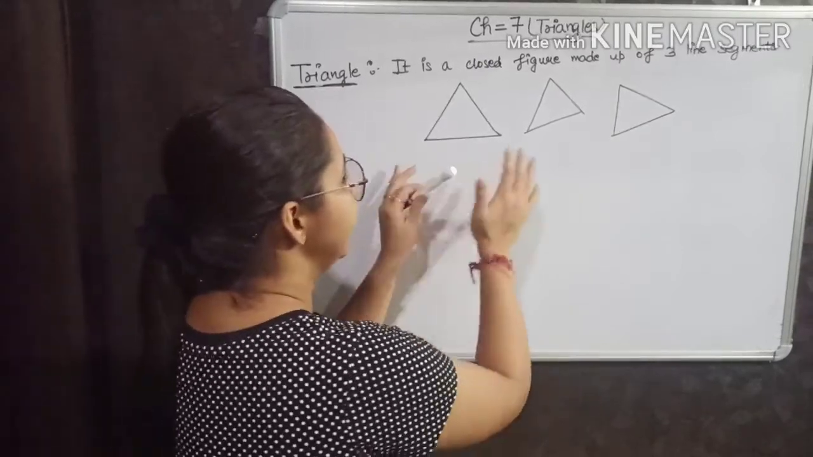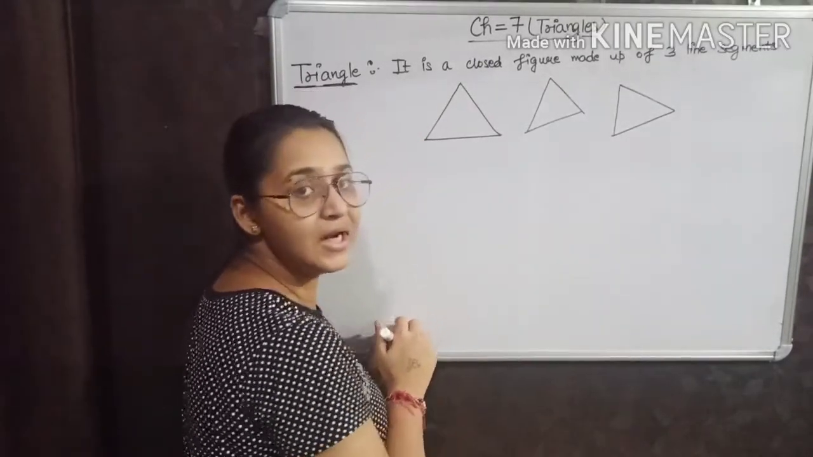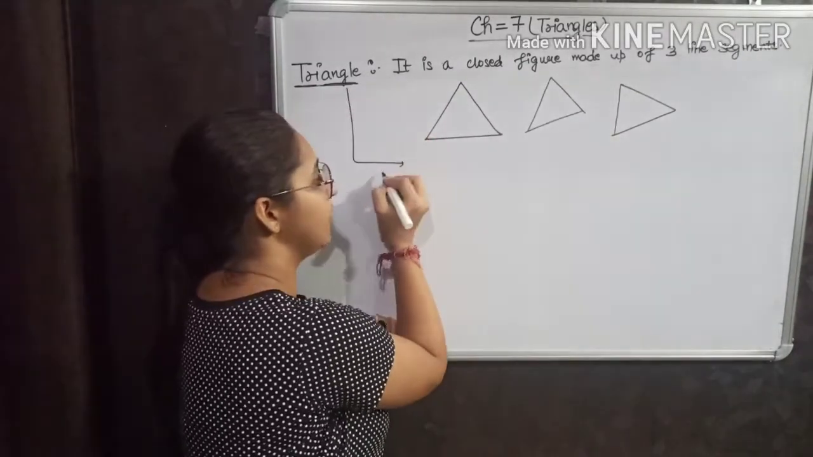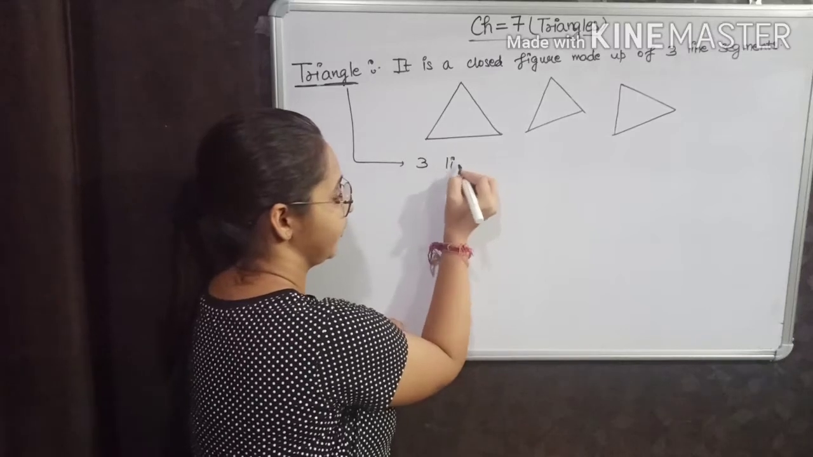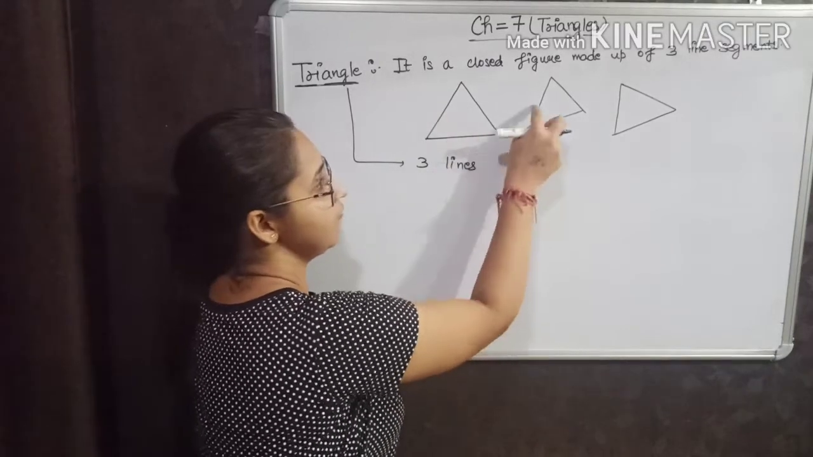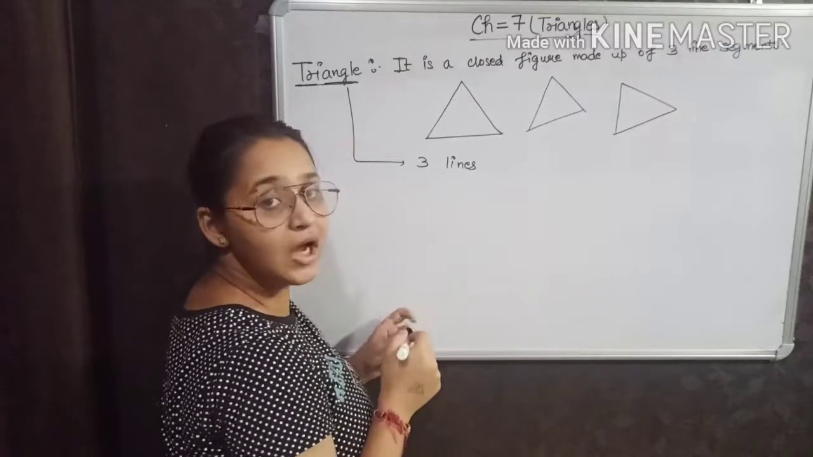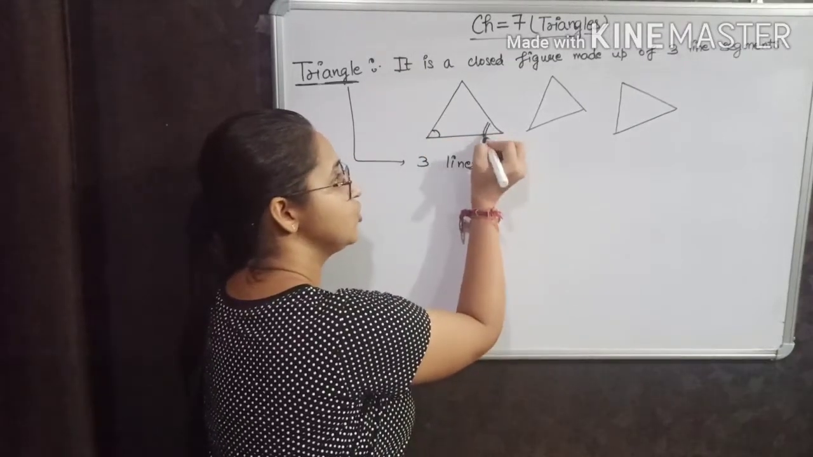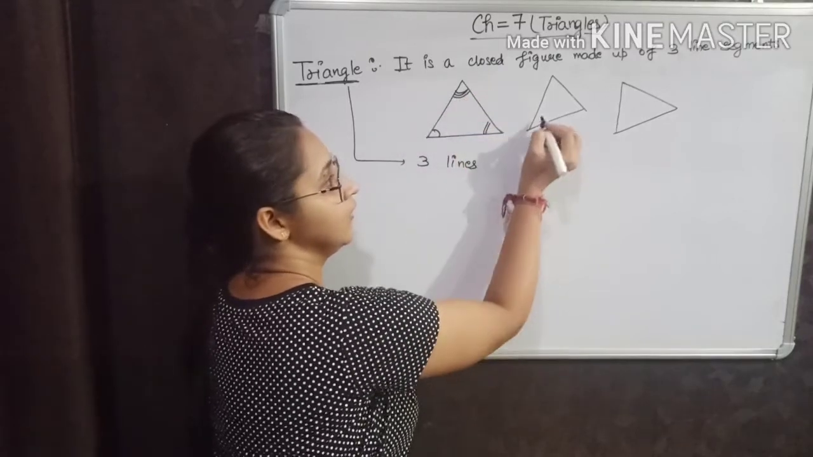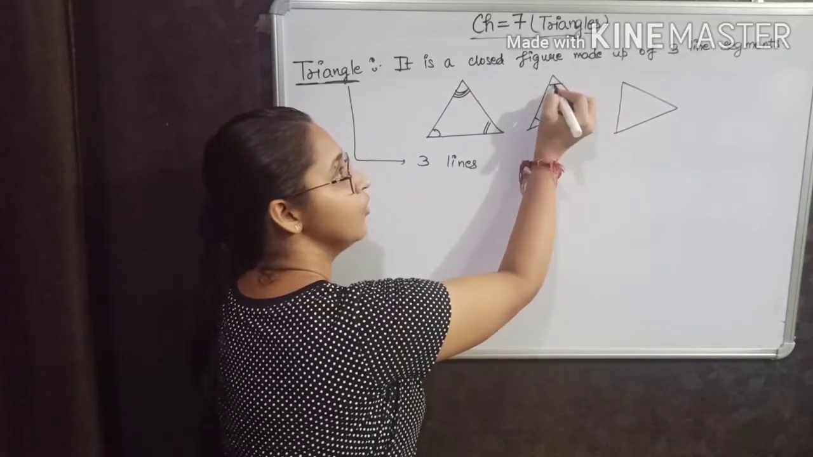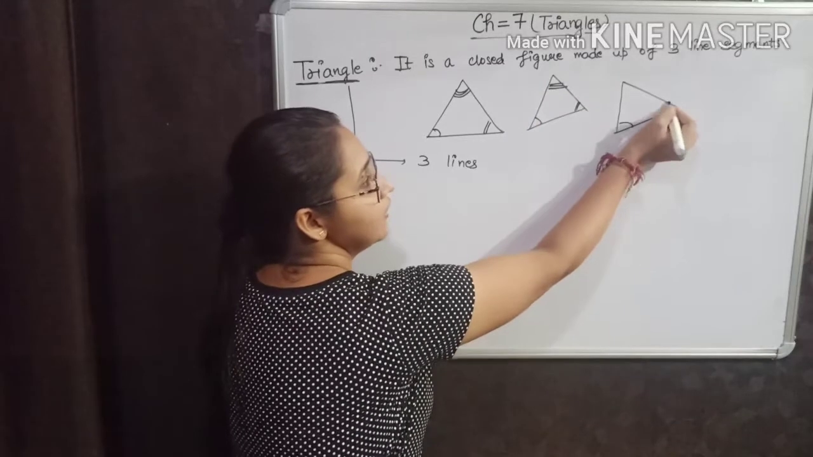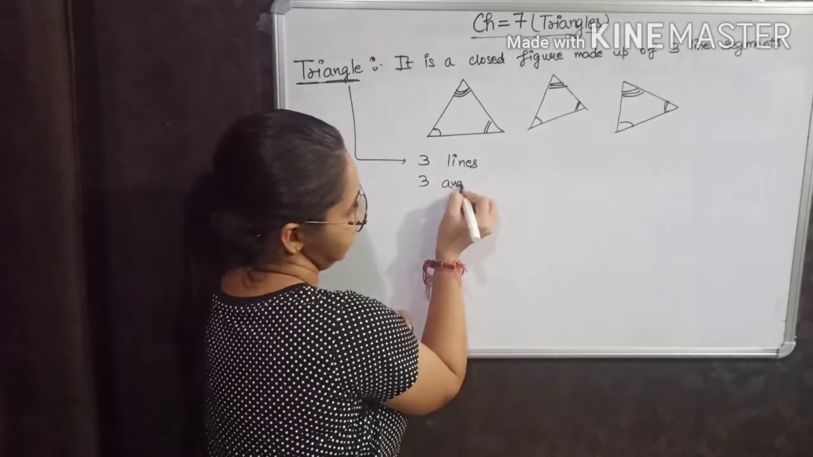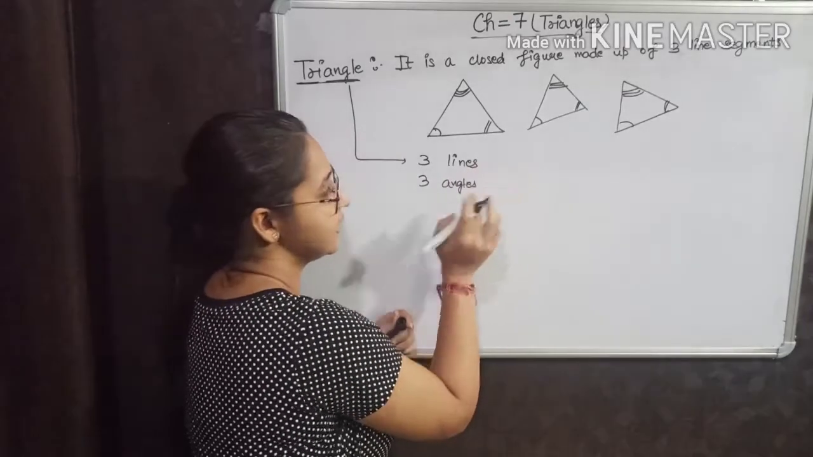Now see, in these figures, how many lines are here? Three lines. So, a triangle has three lines. Now, how many angles are here? See, 1, 2, 3. It means three angles. I can write three lines, three angles.